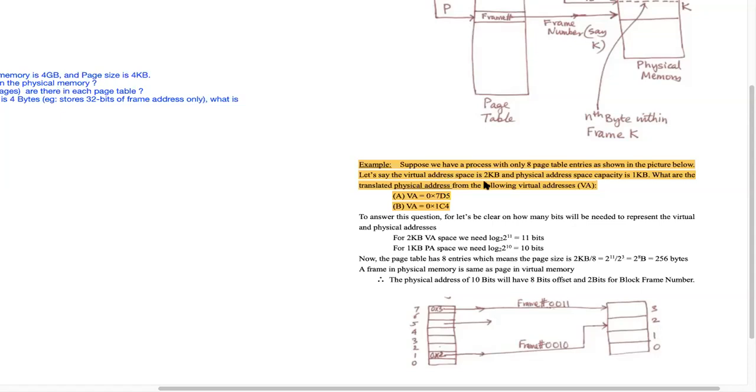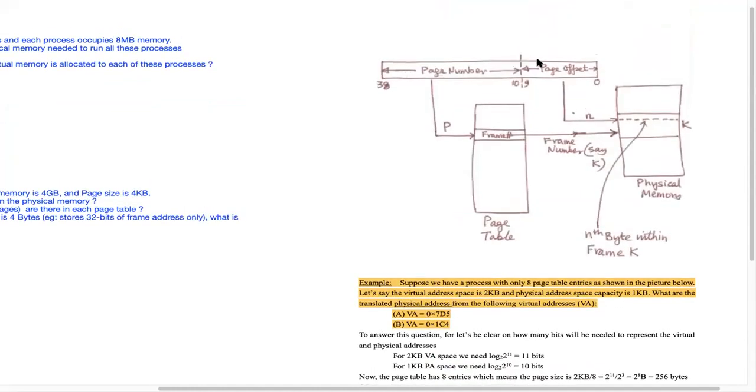So let's try to answer this question of how we can translate from VA, virtual address, to PA, physical address. First of all, to answer such a question, let's be clear on how many bits are needed to represent virtual and physical addresses. For a 2 KB virtual address space, we need log base 2 of 2^11, right? Because 2 KB is 2 raised to power 11. So you need 11 bits of virtual address. And for physical memory, you would need 10 bits, right?